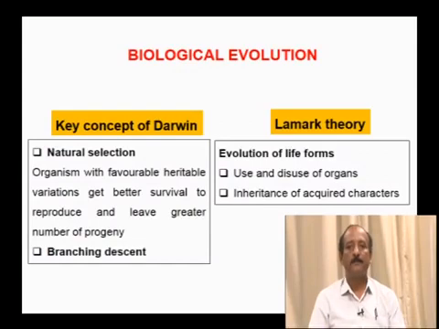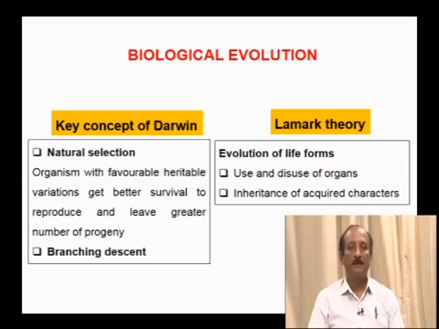Biological evolution. The major key concepts of biological evolution include the key concepts of Darwin and Lamarck's theory. The major key concepts of Darwin include natural selection and branching descent. According to natural selection, organisms with favorable heritable variations get better survival to reproduce and leave a greater number of progeny.